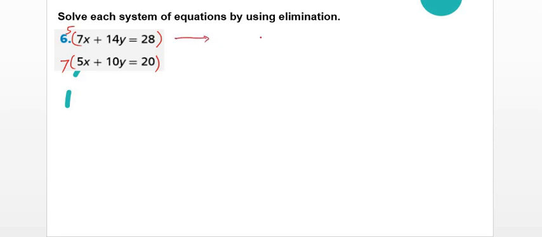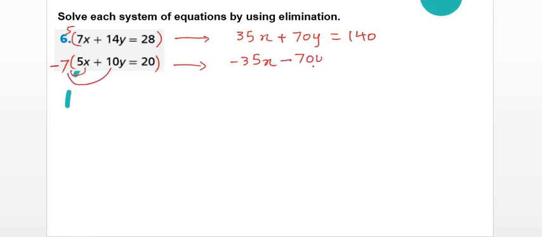Okay, so what we will get, this one will give us 35x plus 14 5s are 70y equals, by the way, this one we are going to multiply with the negative. Now 28 times 5, let's check, it's 140. Okay, now let's do the second one. Negative 7 times 5 will be negative 35x, and negative 7 times 10 is negative 70y equals, now I'm going to multiply this one with this, so it's going to be negative 140. What will happen now?